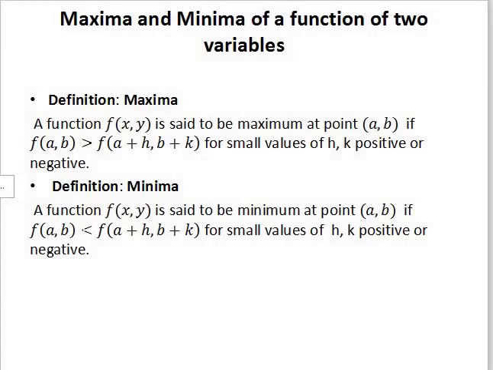Definition of minima: a function f of x comma y is said to be minimum at point a comma b if f of a comma b is less than f of a plus h comma b plus k for small values of h comma k, positive or negative.